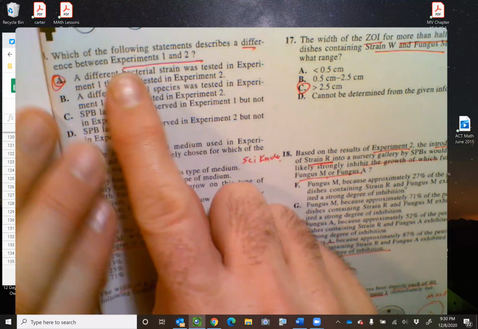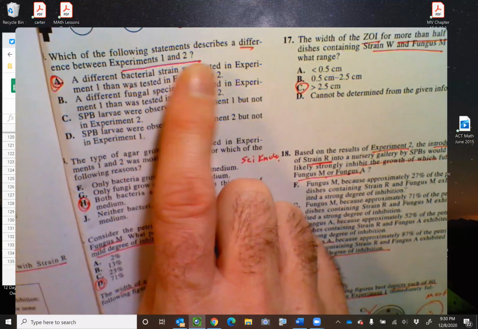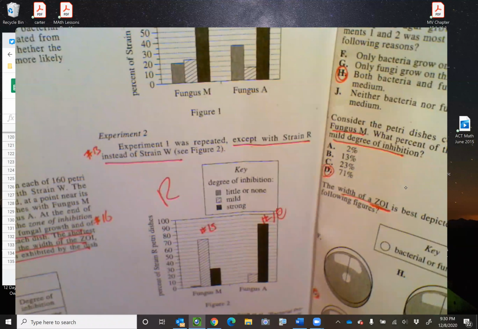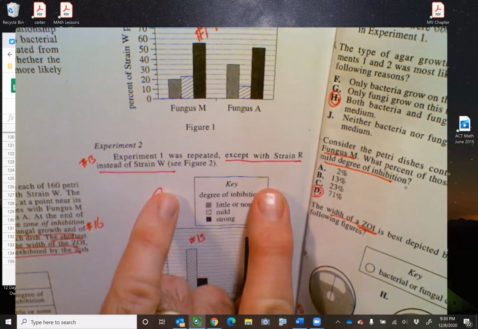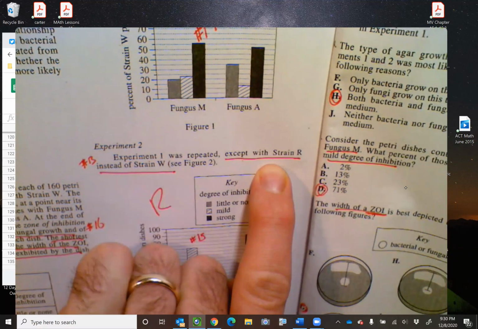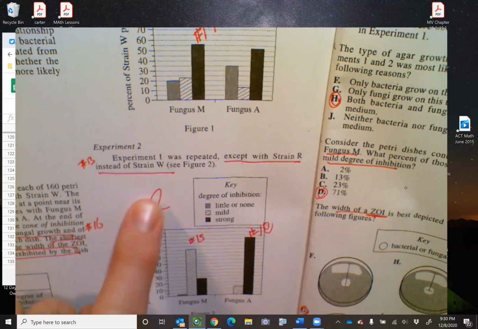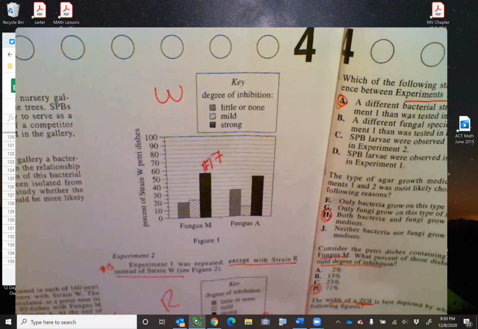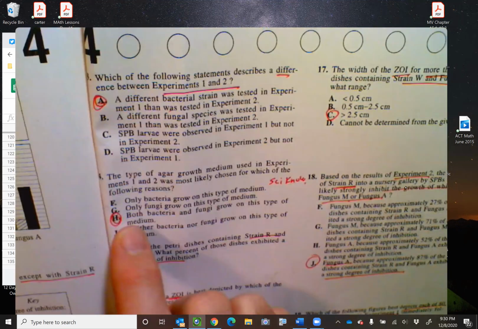Which of the following statements best describes a difference between experiment 1 and experiment 2? Generally speaking, when we're doing experiments, when they start the second experiment, they'll tell you what's going to be different. So they're using strain R instead of W. I wrote a big R there to make sure, and I put a big W there just to help me out. So the answer should be A, a different strain was tested.